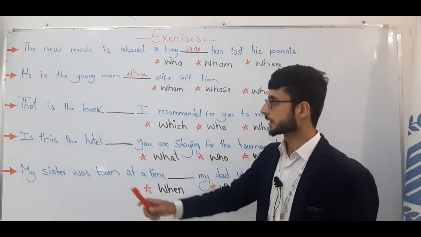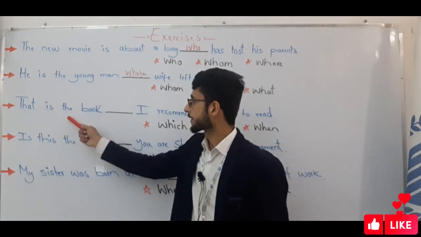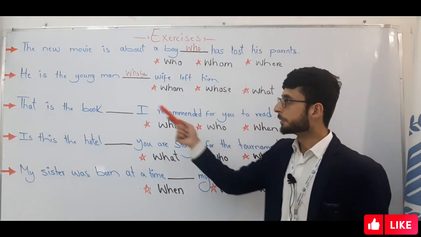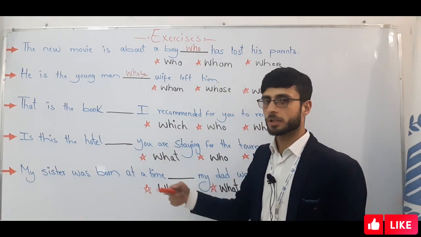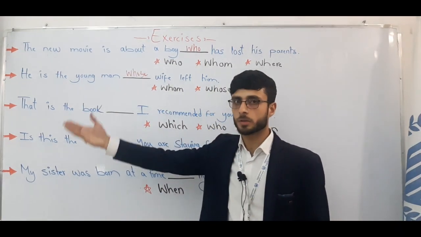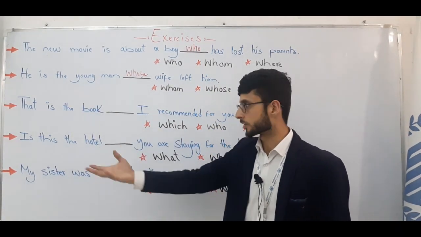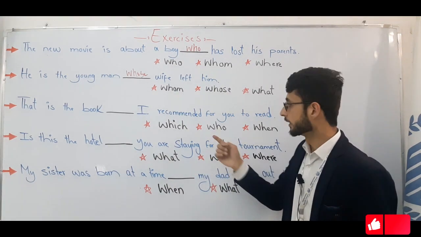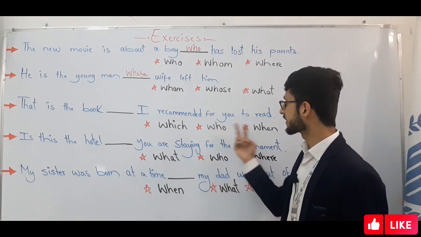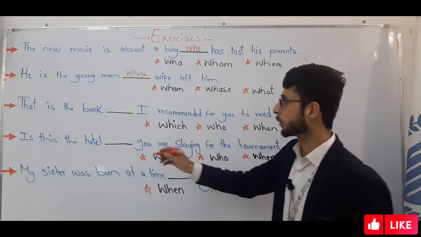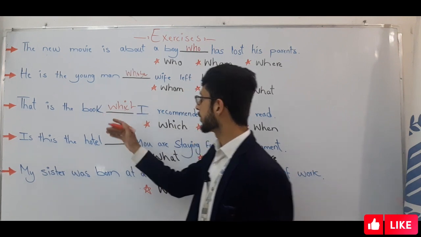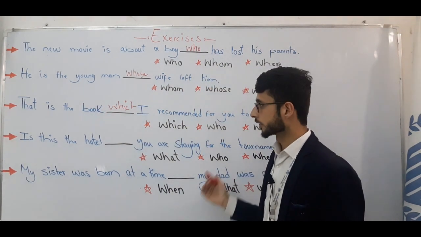Come to third sentence. That is the book I recommended for you to read. میگه کتابی است که من برات توصیه میکنم تا بخوانیش. In here we want to talk about a book. درباره یک کتاب گپ میزنیم. یک شی است، یک چیز است. Can we use who? Can we use when? When is for time, who is for person. But these are incorrect. We should use which. That is the book which I recommended for you to read.